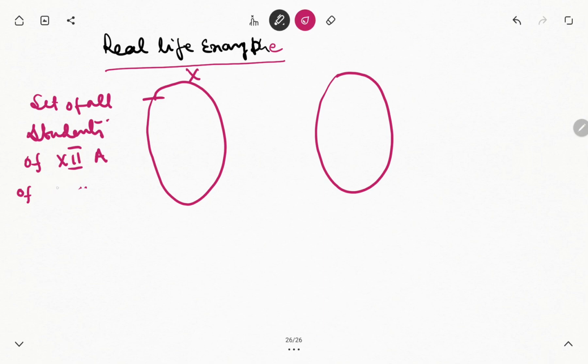I am very fond of DPS Vasant Kunj, Delhi, right? Set of all students of class 12th A of DPS Vasant Kunj, and we have the capacity of 40 students.